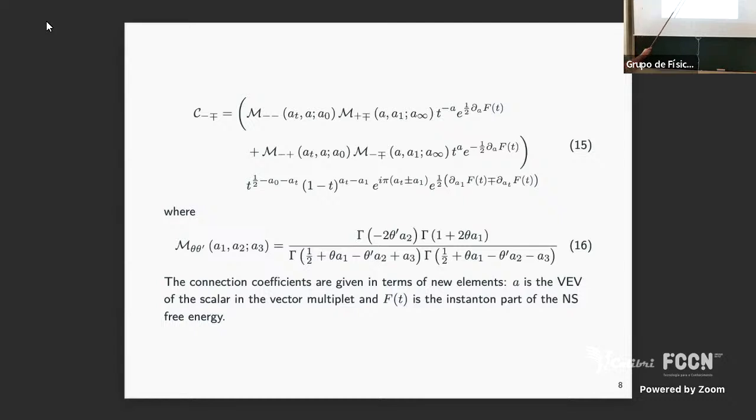It also involves some new ingredients, which are the derivative of this F and this A. A, you can call it the Floquet exponent, or you can call it the vev of the scalar in the vector multiplet, or even, for me, the natural name would be the composite monodromy. And F is just the instanton part of the Nekrasov-Shatashvili free energy. F is also related to the classical conformal blocks. So the idea is to use these connection coefficients to compute a physical quantity.